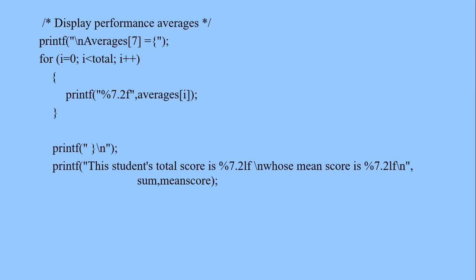%7.2 LF, meaning the content is of type double, formatted to 7 characters, with 2 of them being reserved for the decimal point. Whose mean score is, we pick the content of memory called mean score. We formatted 7 characters as we display the results, with the 2 being reserved for the decimal point. And then we return control back to the operating system, and we end our program.